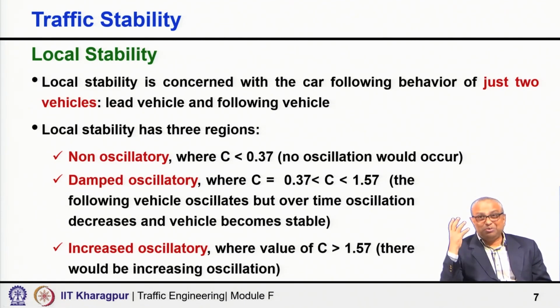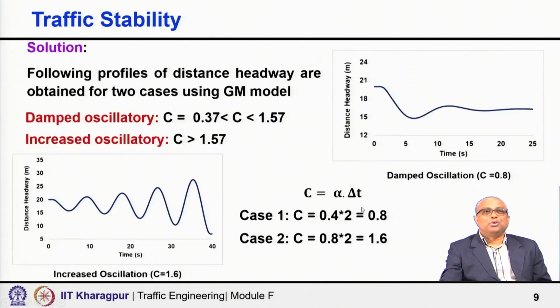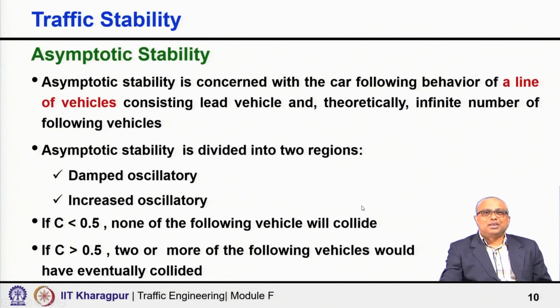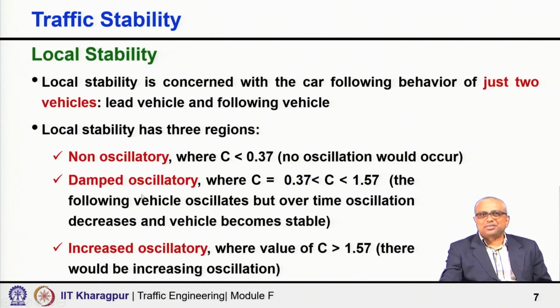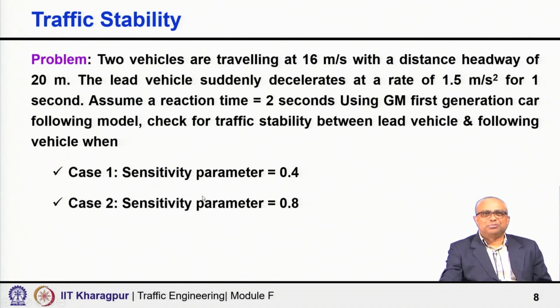So, when multiple vehicles are involved, not just one lead vehicle and one following vehicle, but theoretically an infinite number of following vehicles, you do not expect non-oscillatory behavior. So, what is given here? Two situations: damped oscillatory or increased oscillatory. That means this other case will be missing.